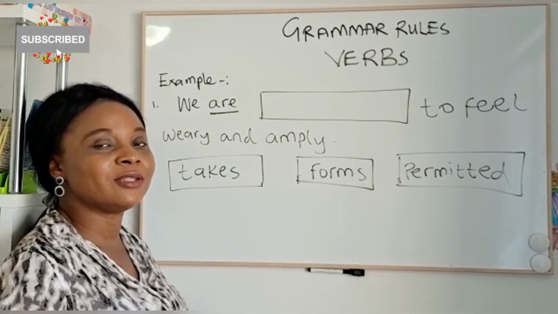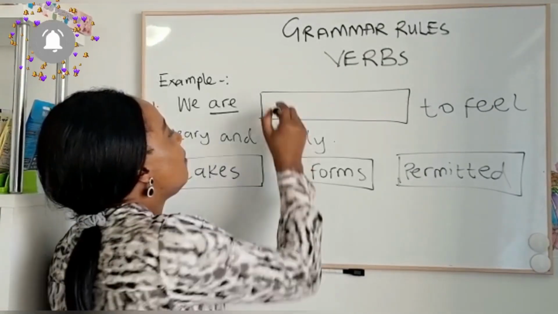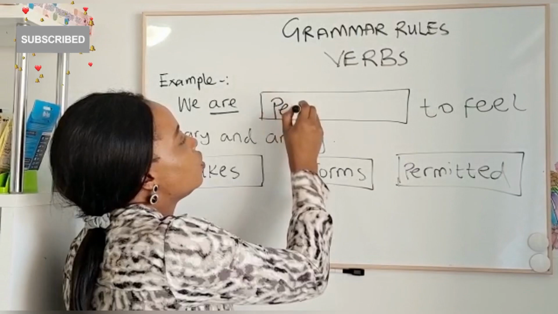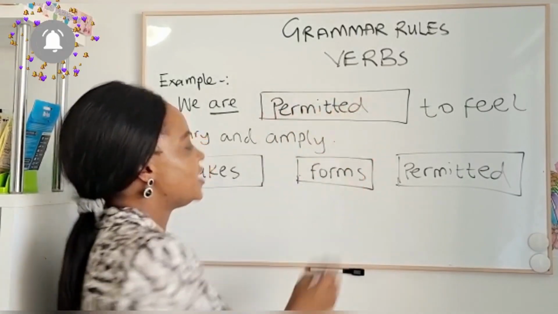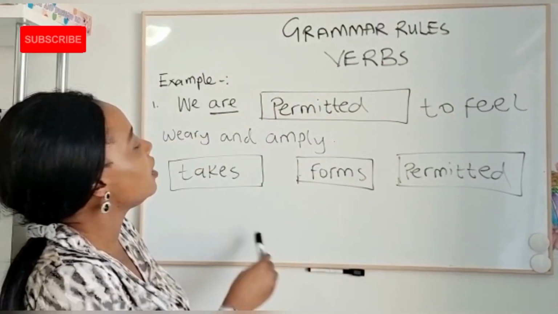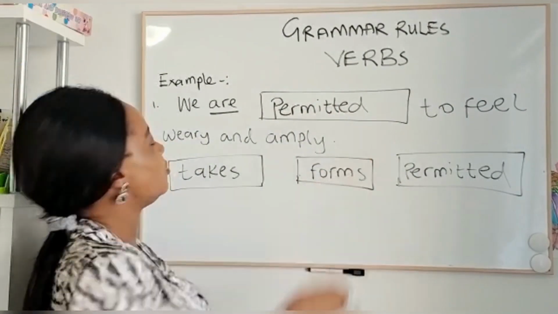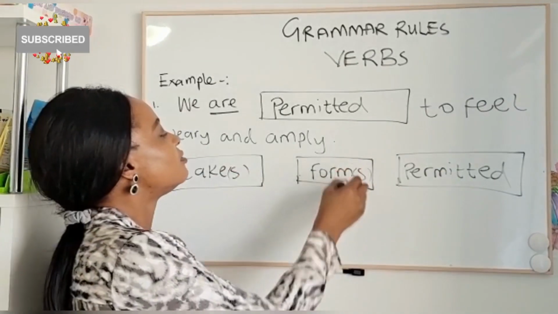Just pause the video and look at it very well. Okay, so the right answer here will be what? Permitted. So permitted will be the third form of verb that will fit in here. We can't use the words "we are takes" or "we are forms", because these have the S ending and they're not the right fit.